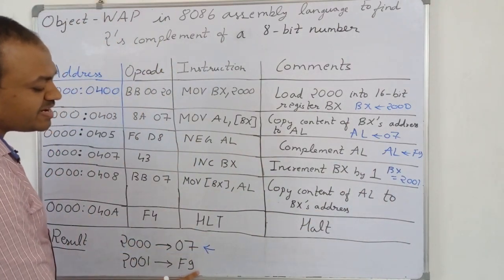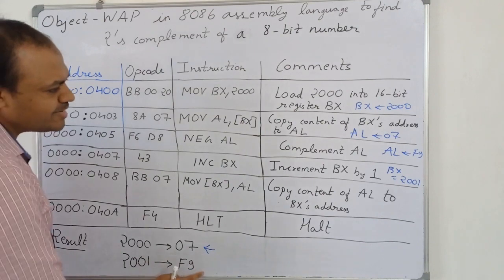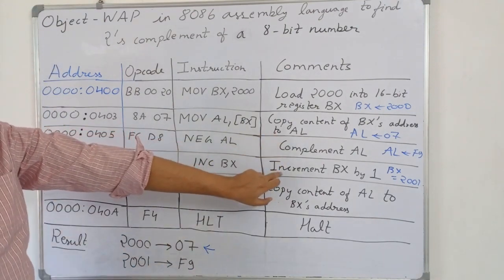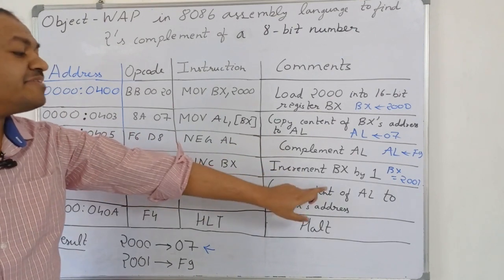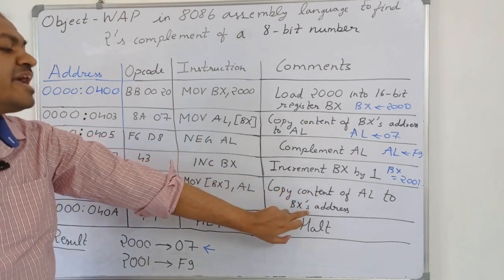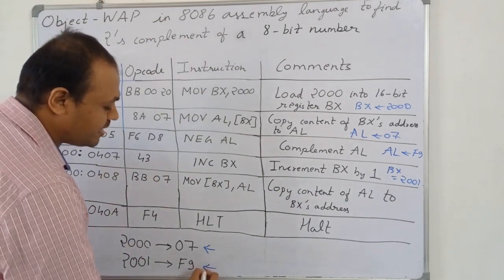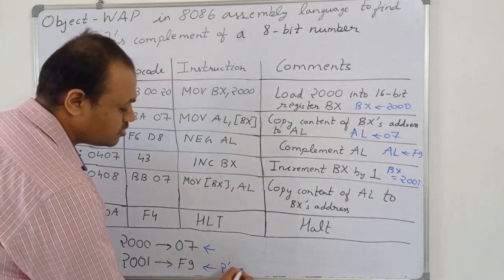So now we will have the 2's complement at 2001. Here we found the 2's complement, then we incremented BX by 1, and finally we copied the 2's complement to BX's address. So this F9 is now the 2's complement.